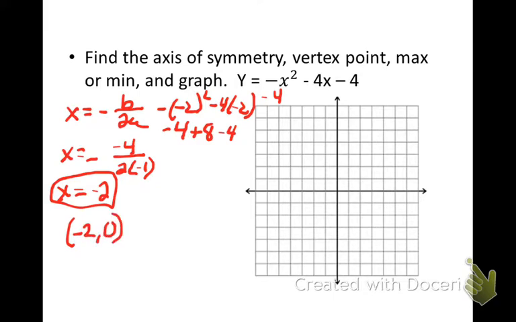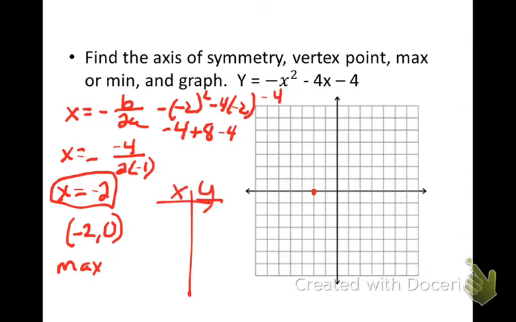Is it a max or min? Well, again, we could tell that already by just looking here, because we do have the negative, so it is a maximum point. So if I graph the ordered pair negative 2, 0, I know that's going to be where it turns. So I need a point on either side.